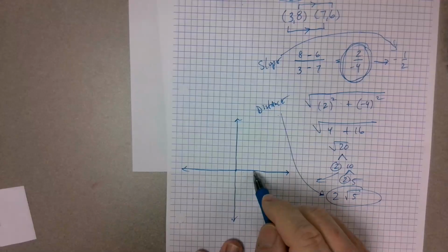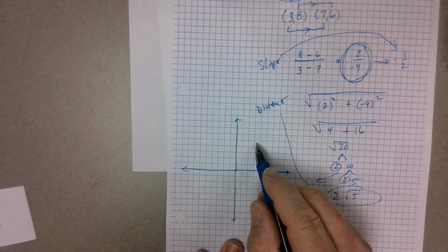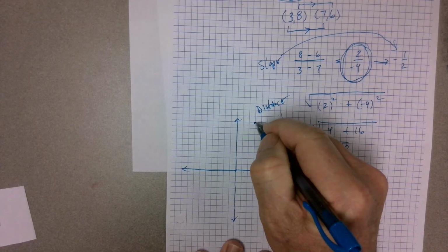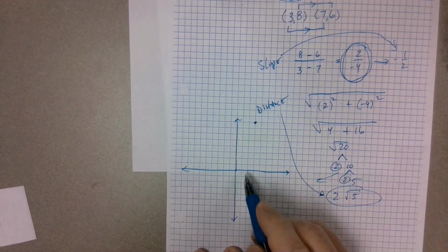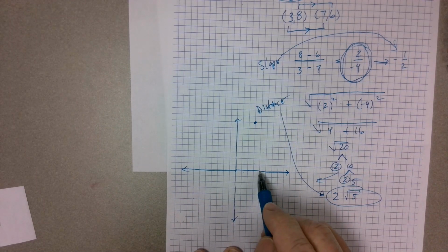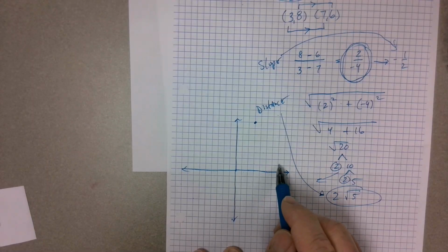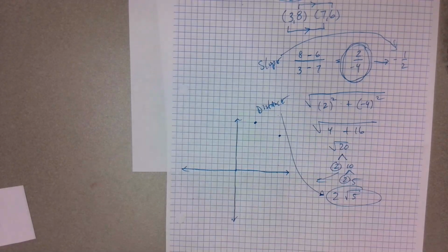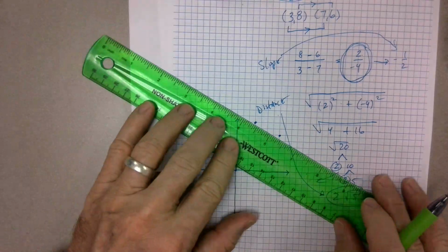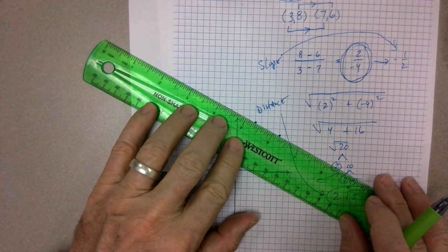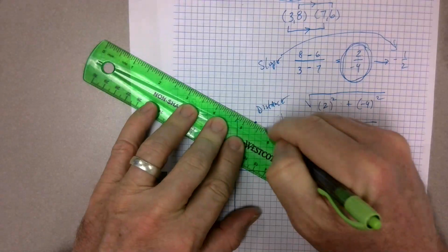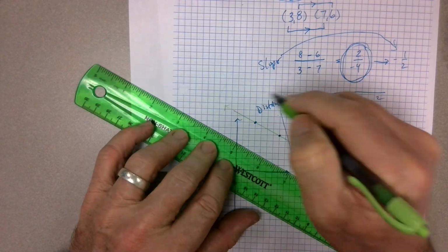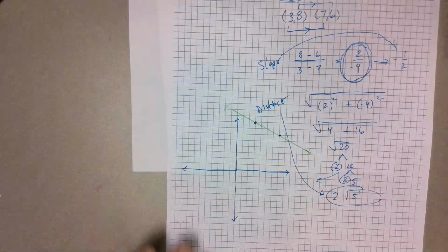So 1, 2, 3, 1, 2, 3, 4, 5, 6, 7, 8. There's 3, 8. And then 1, 2, 3, 4, 5, 6, 7. 1, 2, 3, 4, 5, 6. So there's my line on the graph. I'm just putting it on here so we can now see what we've already done. You don't necessarily need this. I like to have the graph so that it makes sense.